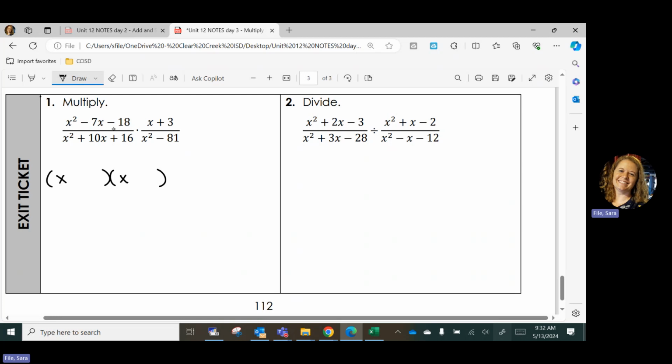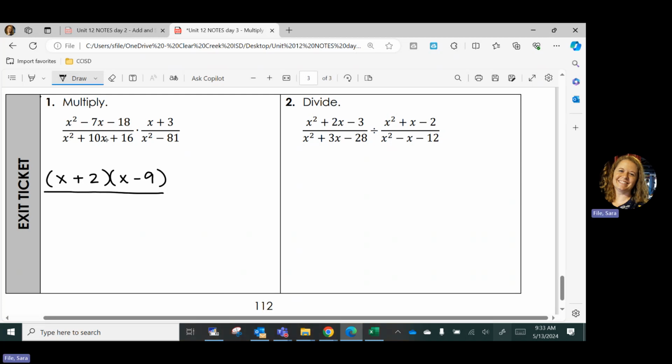Factors of negative 18. First of all, the fact that it's negative tells me right away there's going to be one positive and one negative. So it multiplies to negative 18, but adds to negative 7. That would be negative 9 and positive 2.